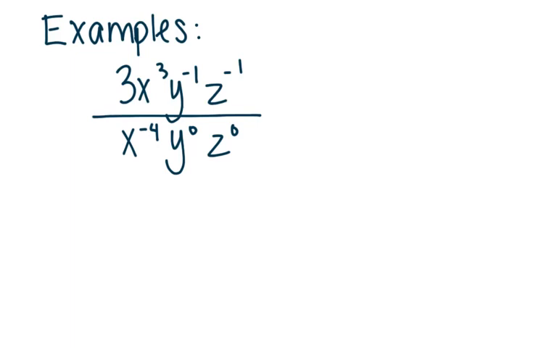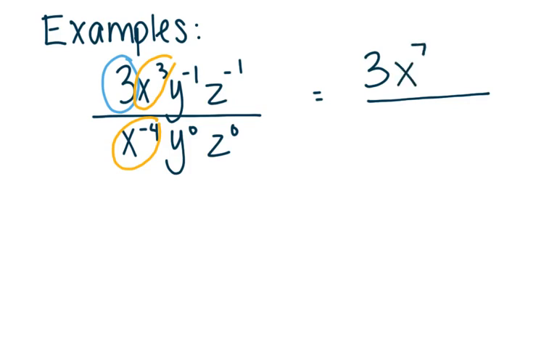Alright. So the first thing I do is I look for numbers by themselves. You just have a 3, so it's just going to stay 3 up on top. Alright, next I see that I have x to the third and I have x to the negative fourth. Because we are dividing, we're going to subtract. 3 minus a negative 4 is 7, so x to the 7th power.